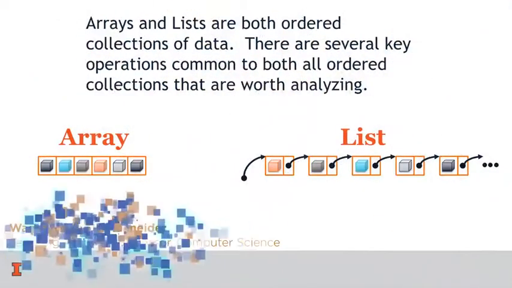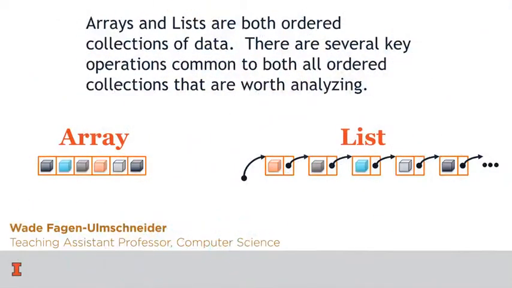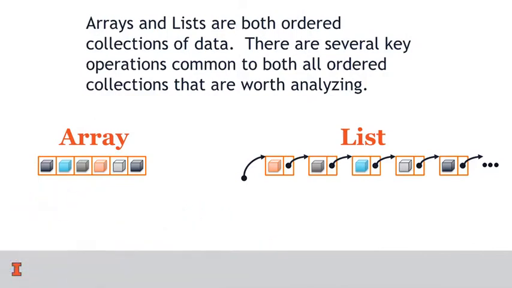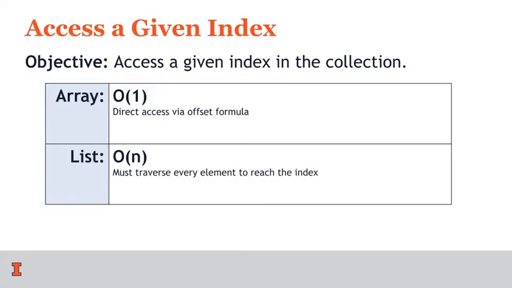Arrays and linked lists are both ordered collections of data. There's several key operations that we want to compare and contrast between these two collections. We've already talked about accessing a given index in the collection. We saw in a previous video that in an array we can access in O of 1 time, that we get direct access via a formula, whereas we must traverse every single node in a list in order to get to the particular index. So an array takes O of 1 time to access a given index, a list takes O of n time.